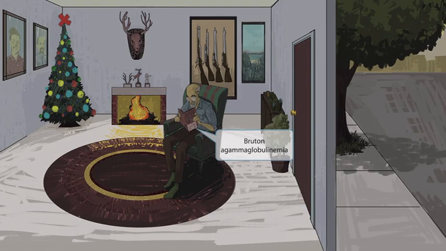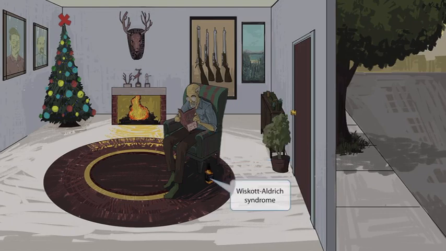Just imagine that it has pictures and articles about hunting, guns, and the military. Brute Force is a title that sounds like it's related to the military, so this should make you think of Bruton agammaglobulinemia.